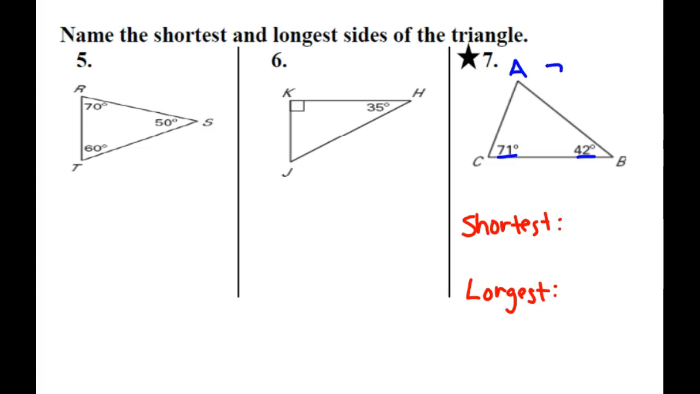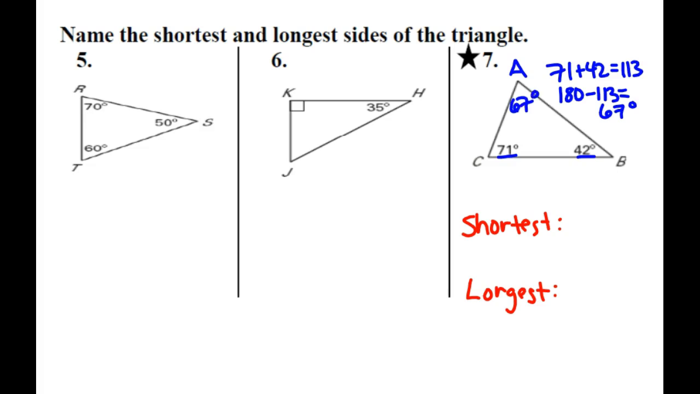So all we have to do is take the 2 that we have, add those together. Then we're going to take that 113, which is what those 2 add up to, and get what's left, which is 67 degrees. That means my angle A is 67 degrees.